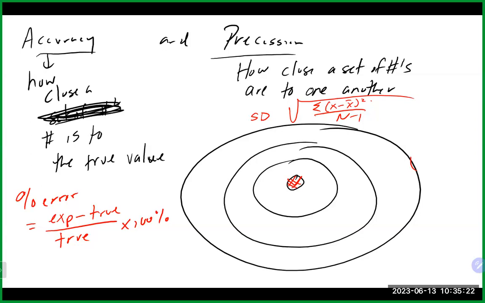Okay, so we talked about measurements. Let's talk a little bit about significant figures and counting significant figures to make sure everybody's on the right page. So the first rule for significant figures is any non-zero digit is significant.